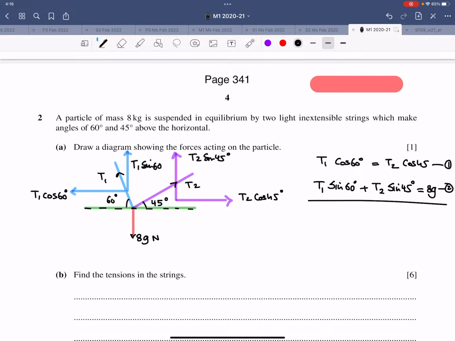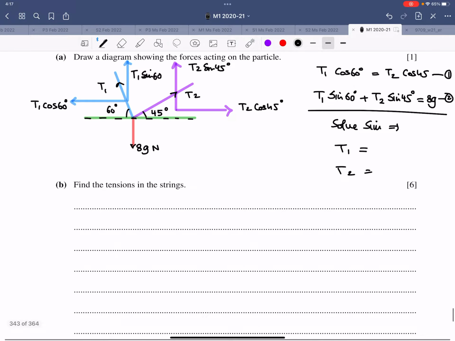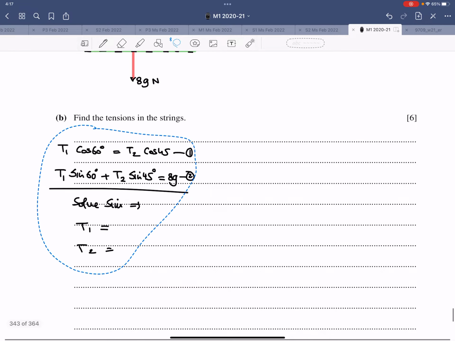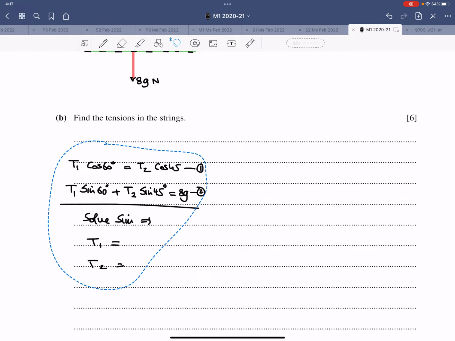You solve simultaneously. You will find the value of T1 and you will find the value of T2. Find the tensions in the string. First is the diagram and second is this equation. Naturally, the diagrams are necessary to form this equation, so I'm just putting it over here, the place where it belongs.